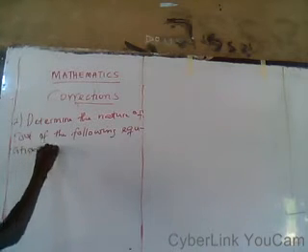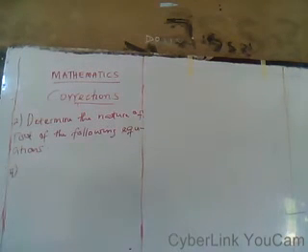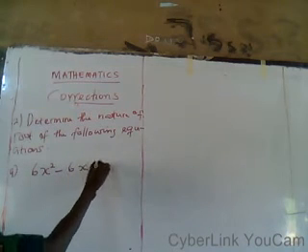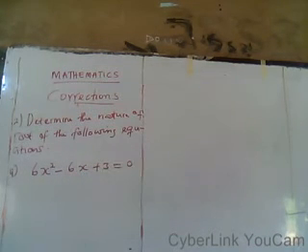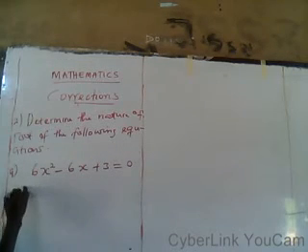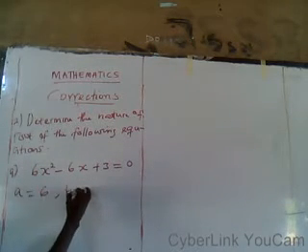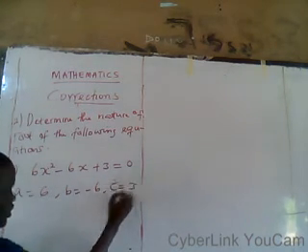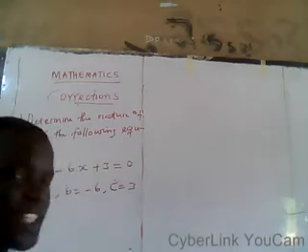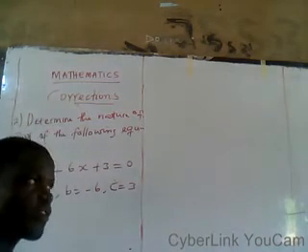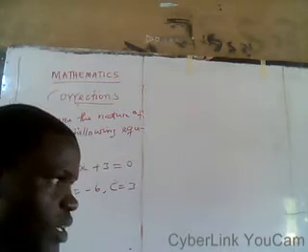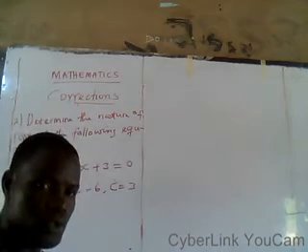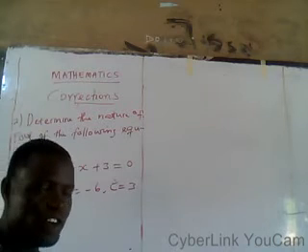Now, the first equation is what? We have 6x squared minus 6x plus 3 equal to 0. And when you look at this, our A here equals 6, our B equals minus 6, and our C equals 3. Right? And when we want to determine the nature of root of a quadratic equation, we make use of b squared minus 4ac. If our b squared minus 4ac is greater than 0, we say that equation has real roots or distinct roots.